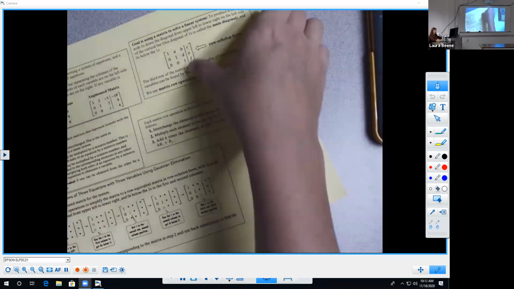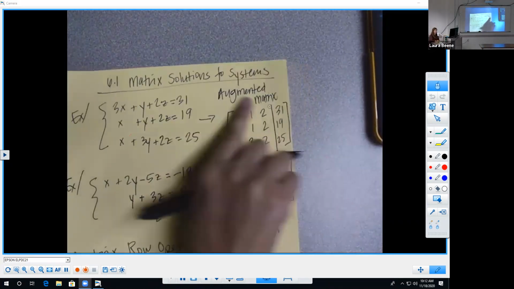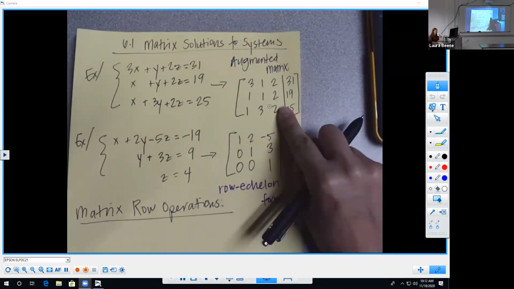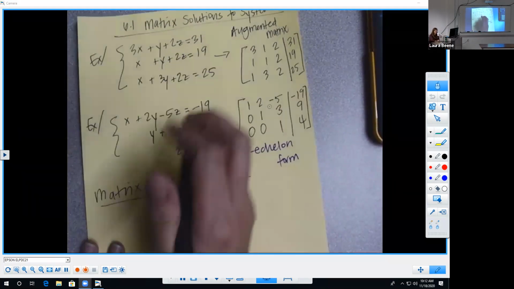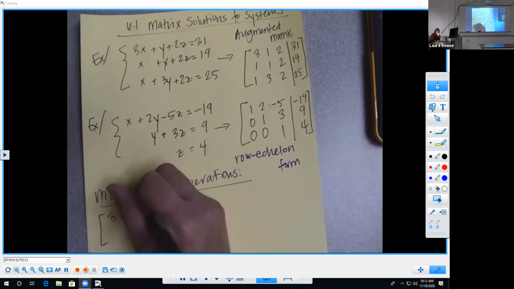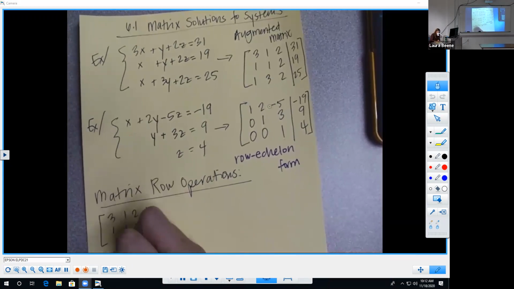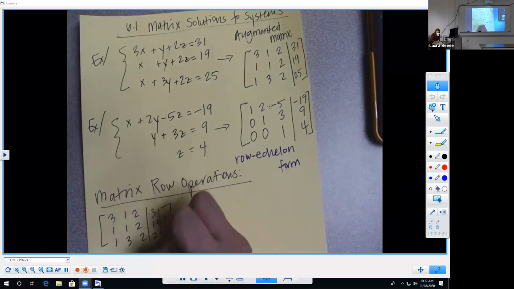So basically on any two rows, and we switch those by saying, for example, if we did row 1 and row 2 and we want to switch row 1 and row 2, you would put R1 like that and R2 right there, and you just switch everything on the two rows. Okay, so for example, let me show you an example of that. We're going to do a lot of these because if you can't do this part, you can't move on to the next part. So for example, let's pick our first example up here, not the row echelon form, this top one. Let's take that augmented matrix. So this is our example we're going to work with. So 3, 1, 2, 31, 1, 1, 2, 19, 1, 3, 2, 25.